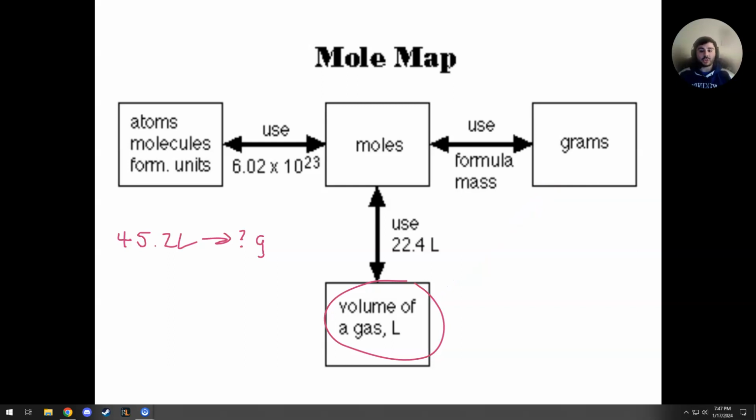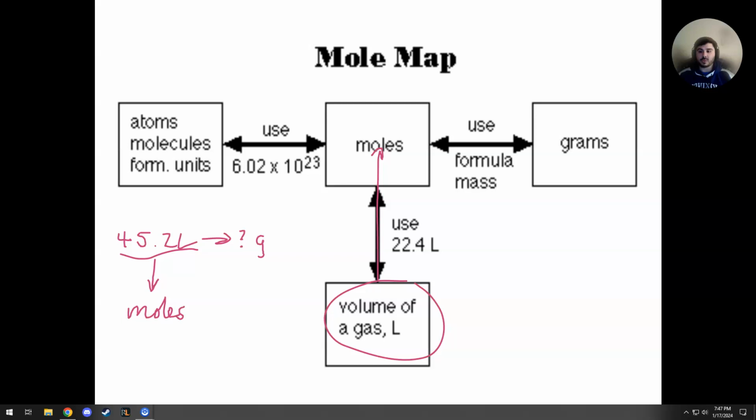So this is almost like a flow chart. If you start at one of these 4 locations, you always have to go through moles in order to get there. So in order to convert this 45.2 liters of something, it's got to go from 45.2 liters into some amount of moles first.